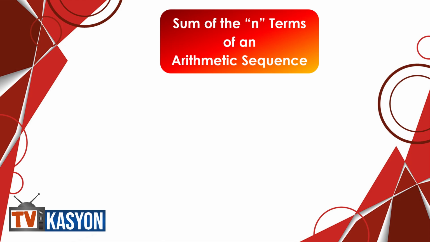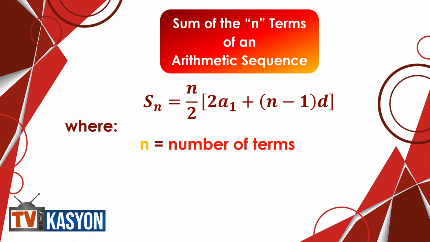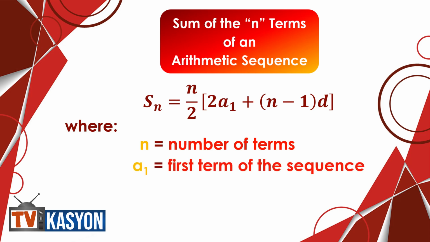The sum of the n terms of an arithmetic sequence a sub 1, a sub 2, a sub 3 to a sub n, denoted by S sub n, is given by S sub n equals n over 2 multiplied to 2 times a sub 1 plus the quantity of n minus 1 times d, where n denotes the number of terms, a sub 1 denotes the first term, and d denotes the common difference.